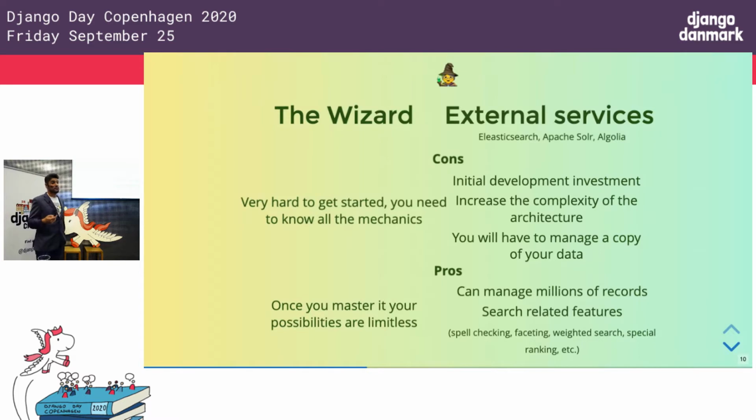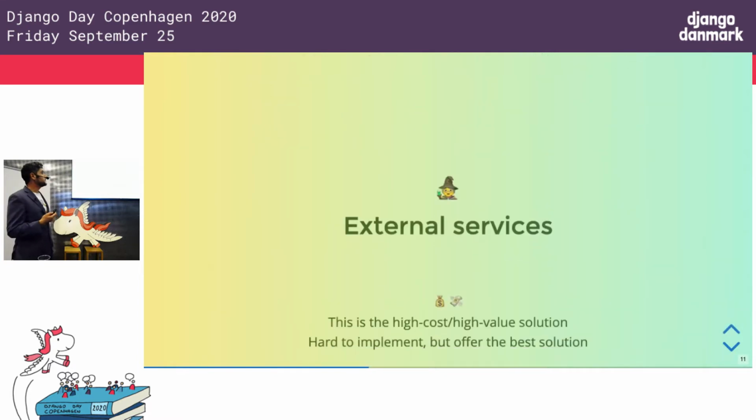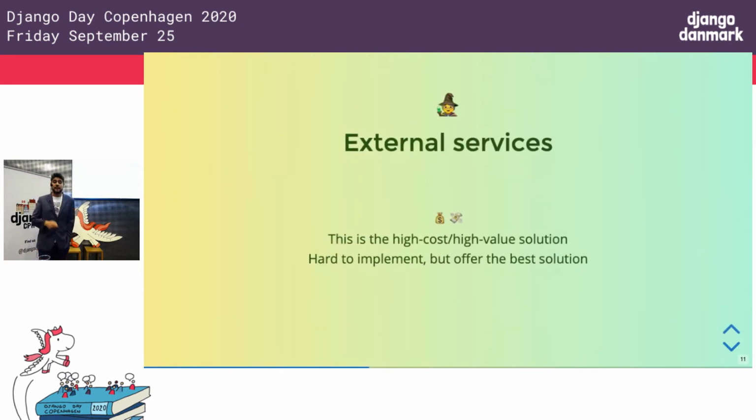You can manage millions of records. This is actually quite easy, even with cheap hosting. This kind of system easily manages big numbers. They have a lot of different features: spell checking, for instance, faceting, weighted search, spatial ranking systems. So yeah, external services are the high cost, high value solution. You go for that when you have development time to invest, but you will have a huge return from it.